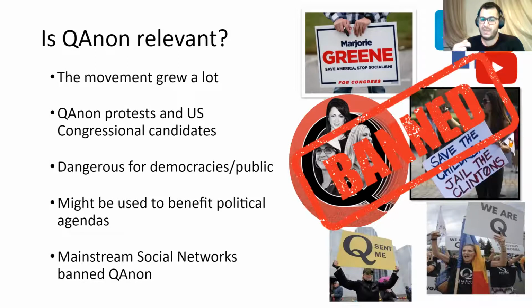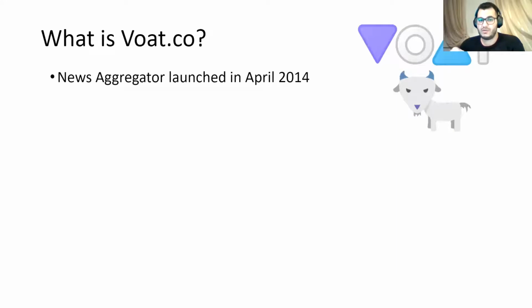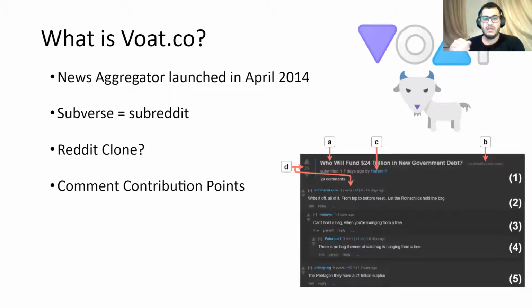Then it was reported by mainstream online press outlets that many Reddit users, when their communities were banned, moved to Voat. So let's see what Voat is. Voat is a news aggregator that was launched in April 2014. Areas of interest, called subverses, group posts on Voat. A subverse is the same as a subreddit. Similar to Reddit, users are able to register new subverses on Voat on demand, but this functionality is currently inactive. This figure here shows a standard Voat submission, a Voat thread.